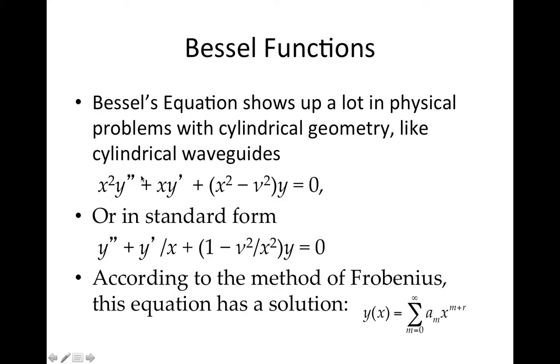So you can see we have this x squared y double prime, we have xy prime, and then we have this function of x times y, and this nu is kind of analogous to Laplace's equation. It's an index that's going to define the type of physical problem that we're solving, which kind of determines the type of solutions. The most common application of Bessel's equation is in problems that have a cylindrical geometry.